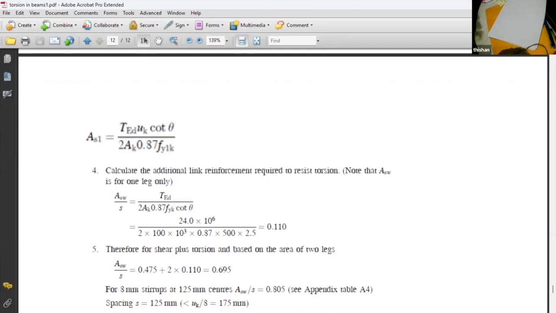Fyk is 500. This 0.87 is a partial factor of safety. And we earlier found this area is 2 into AK, which is 100 into 10 to the power 3. Just substitute. The torsional moment is 24 multiplied by 10 to the power 6. And you get ASWS as 0.110. Now you have to be careful.